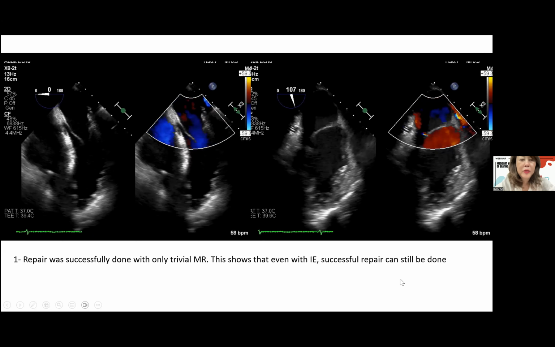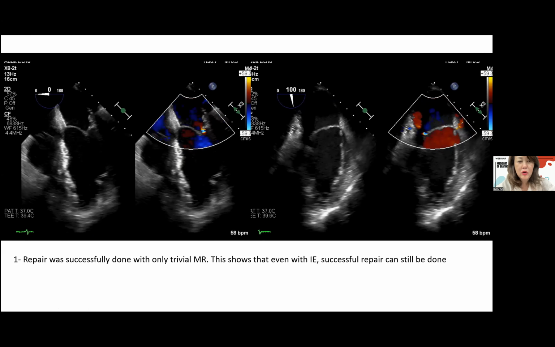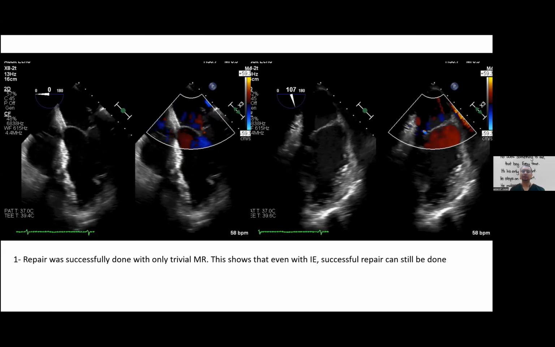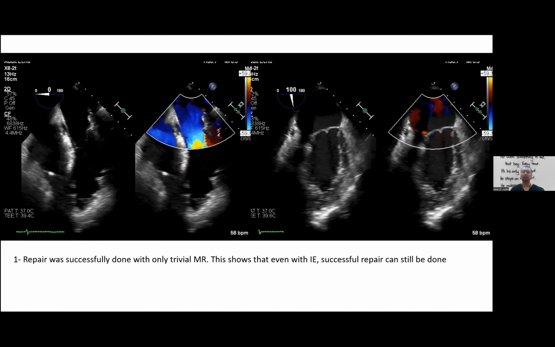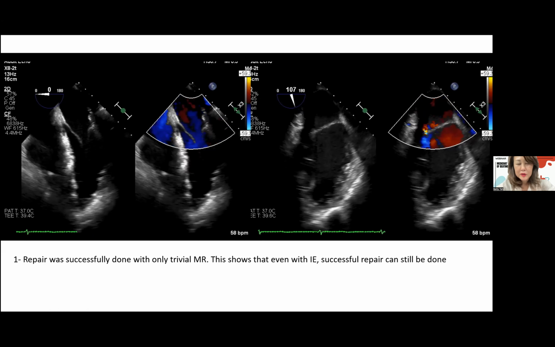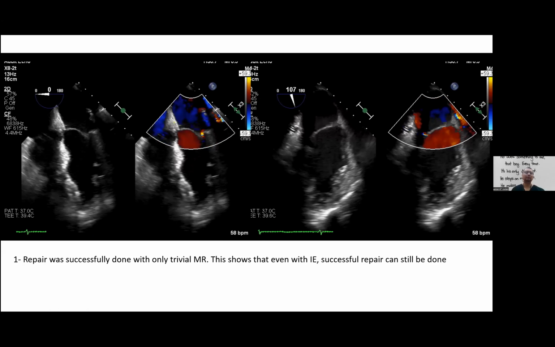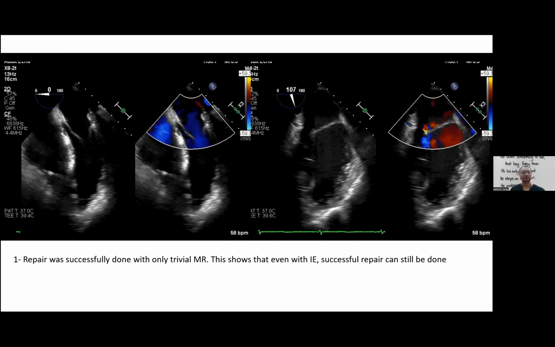But I thought you said the posterior mitral valve is already torn. Yes, the P3 scallop was destroyed. There are still P1 and P2 scallops. So the surgeon actually sutured the P2 scallop to the medial commissure and somehow was able to repair the valve.